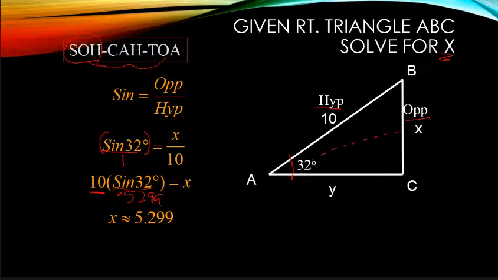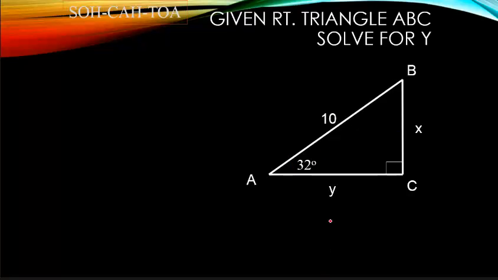Let's do another one. Same triangle. We're going to solve for y this time. So we have the same angle, but because we have a different side, we have to use a different function. Which side is this? Opposite, adjacent, or hypotenuse? It's the adjacent side. Then we find a side that has a number on it. Identify it, this time as the hypotenuse.